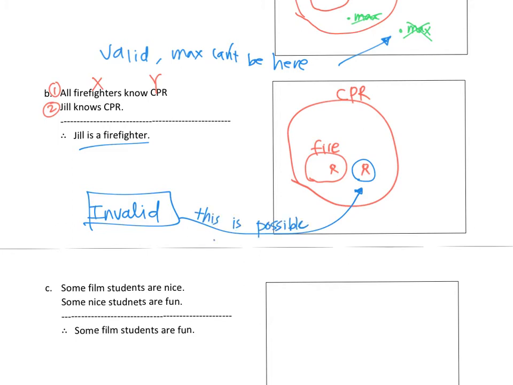That means this is my counterexample. This is a counterexample because if this is possible, then the conclusion is false. The conclusion says Jill is a firefighter, but this person is not a firefighter. But this person knows CPR, right? So this argument is invalid because of this particular counterexample. All right, I'm gonna do one more.